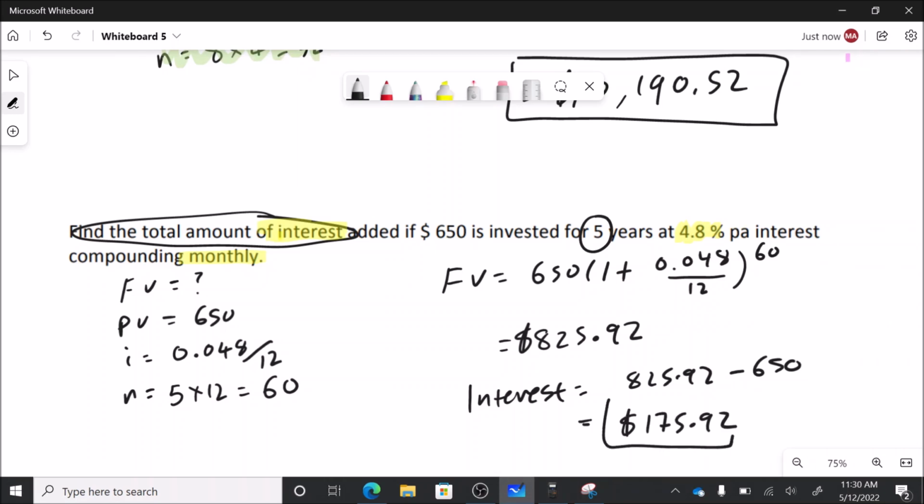So that is in fact the final answer for this one, because we're asked to find the total amount of interest.